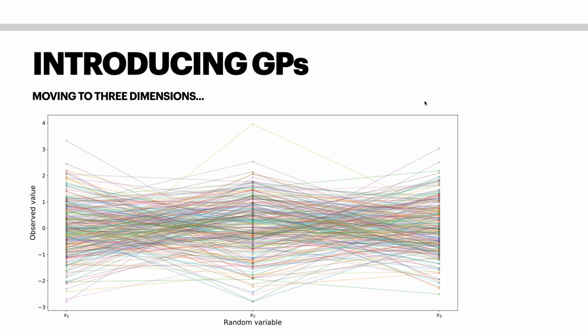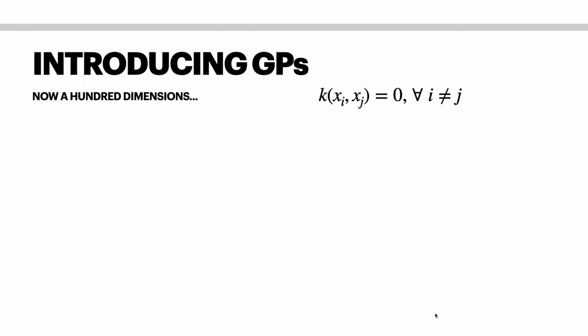Okay, now let's go to 3 dimensions. Here's x1, x2, and x3. We're still looking at the case where all of our random variables are uncorrelated with each other. So these lines just crisscross all over the plot, up and down, at random. And remember, a single sample from this distribution must now be 3 numbers corresponding to x1, x2, and x3.